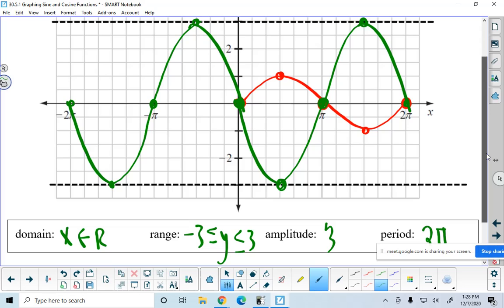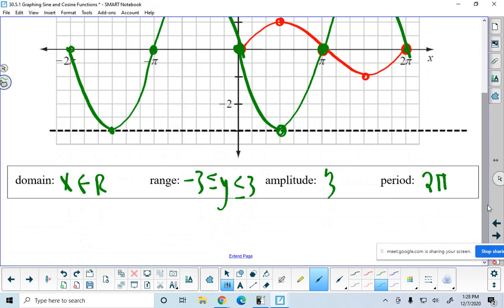Okay, trying to set you up for success later, I want to point something out to you. The amplitude is always a positive number. If little a is negative 3, which it was in this case, the amplitude is 3. If the amplitude is A, the range will always be that.